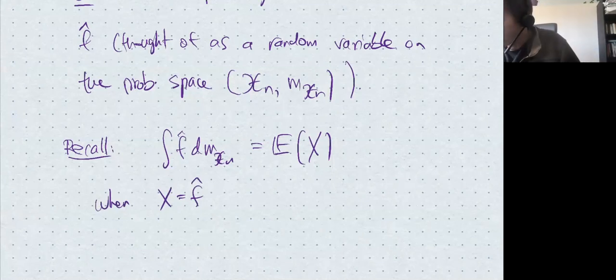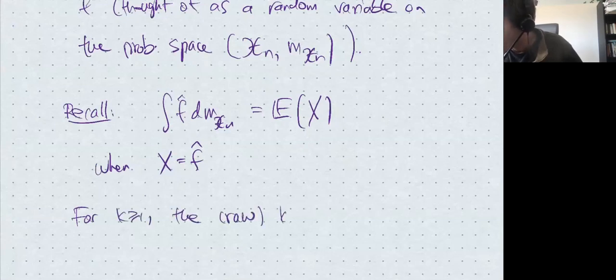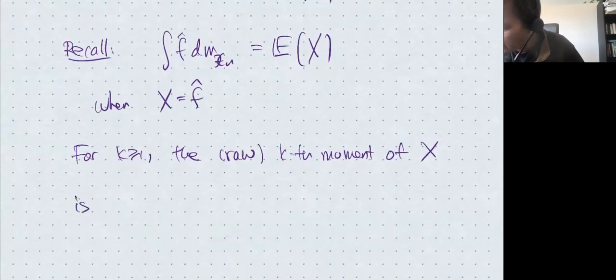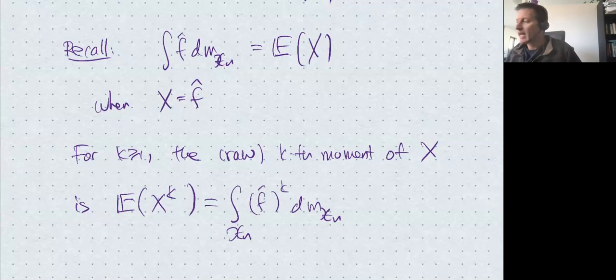So the expectation is just the integral with respect to this probability measure, and the kth moment, sometimes called the raw kth moment of x, is the expectation of x to the k. So this is the integral on our probability space of this function taken to the power k.